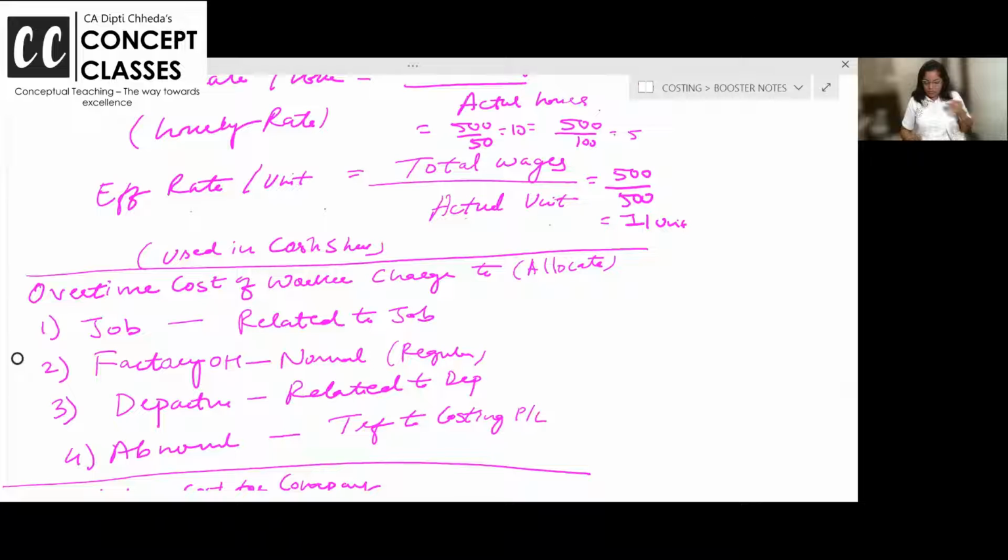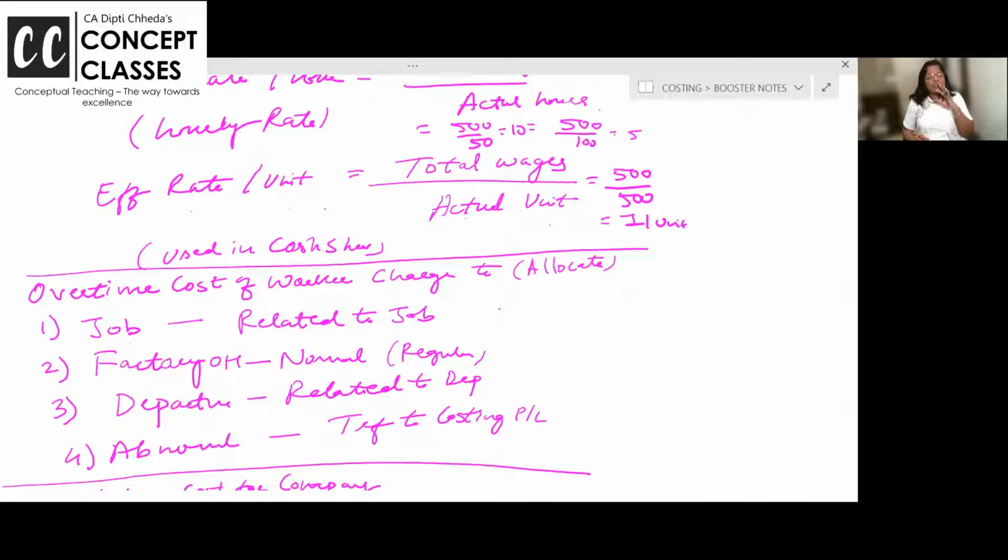Okay. This we have already discussed in the last class. If overtime is related to some specific job order, you know, someone wants the tailor to work overtime but complete and give me my shirt by tomorrow, or some interior work or some company, whatever. So if it is related to job, charge it to job. If it is related to regular, charge it to factory overhead. If it is related to specific department, charge it to that department.